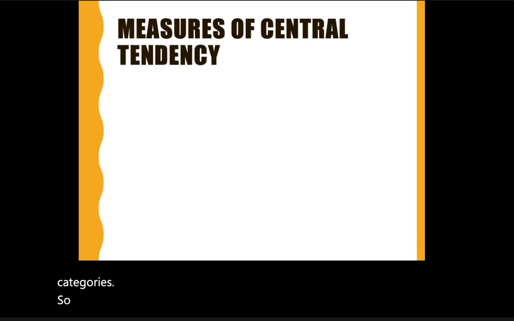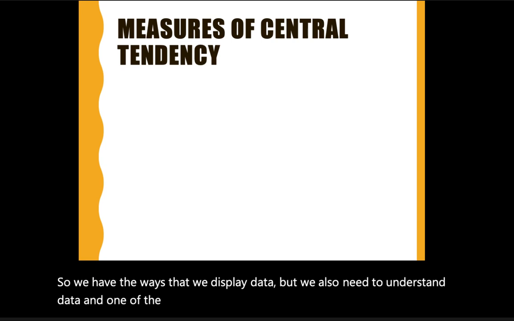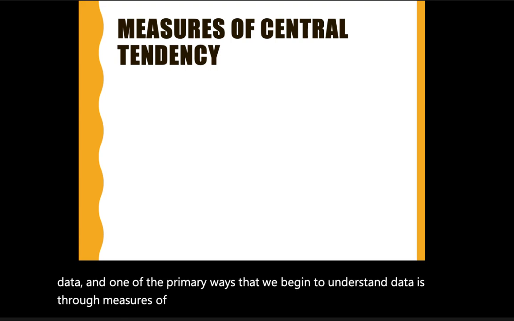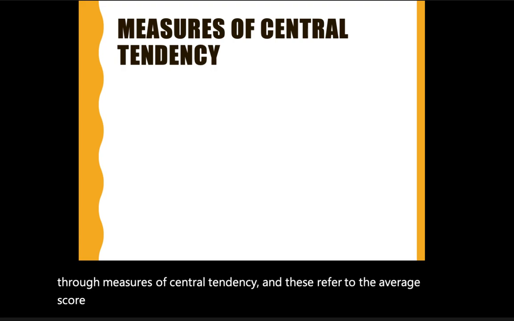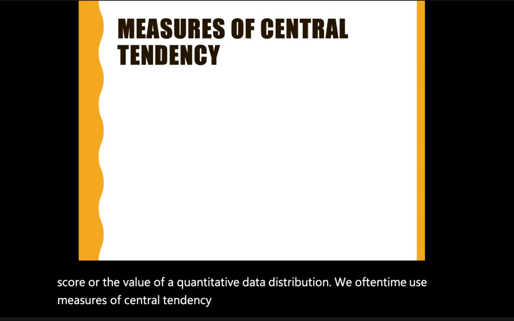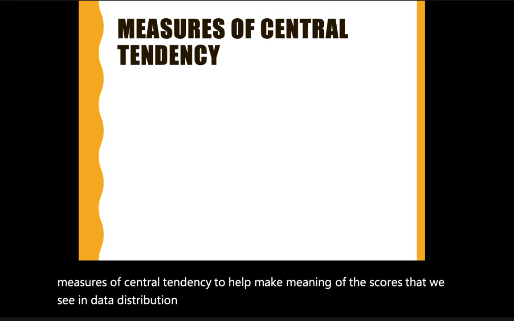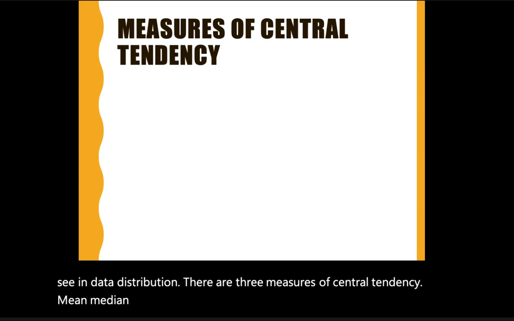So we have the ways that we display data, but we also need to understand data. And one of the primary ways that we begin to understand data is through measures of central tendency. These refer to the average score or the value of a quantitative data distribution. We often use measures of central tendency to help make meaning of the scores that we see in a data distribution. There are 3 measures of central tendency: mean, median, and mode.